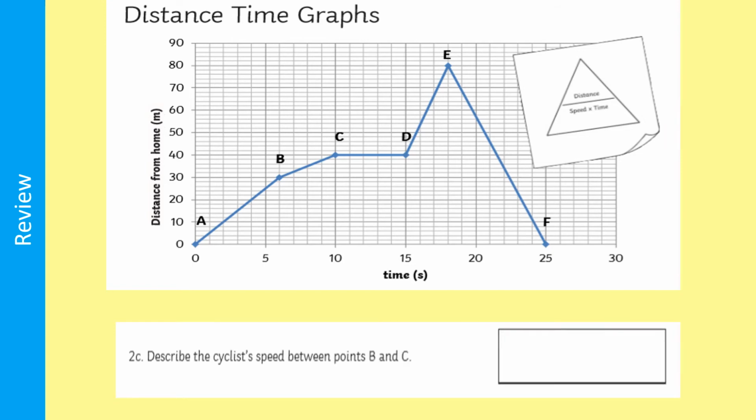Part 2C, describe the cyclist speed between points B and C. Here's B, here's C. We have a slope, so we know that the cyclist is traveling. But also, you know that the steepness of the slope is not very great. So you could say he's traveling slowly.